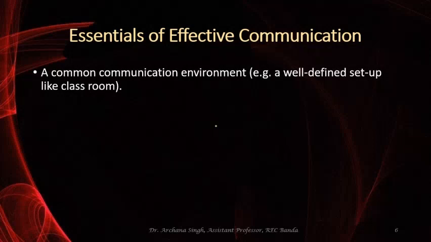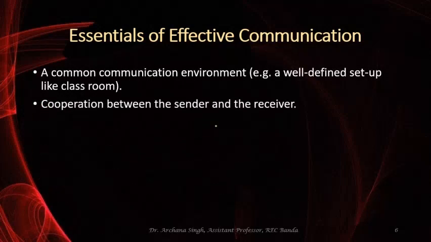Then we have the essentials, the basic requirements for effective communication. The first and foremost thing is your communication environment, a well-defined setup like a classroom. We need a setup which gives an ambience that tells you that you are entering into a communication process. Then there is a requirement of cooperation between the sender and the receiver. We need two important things, the sender and the receiver, and they should understand each other. Cooperation is required while the communication process is going on.